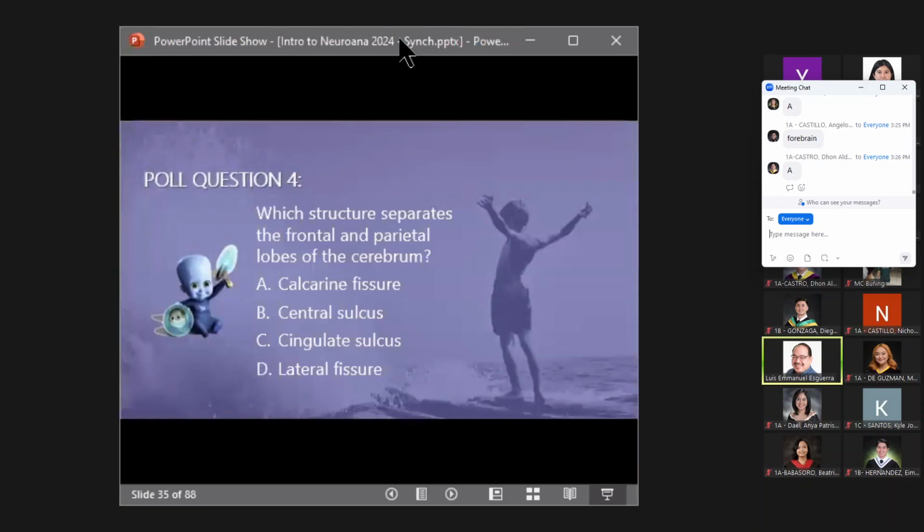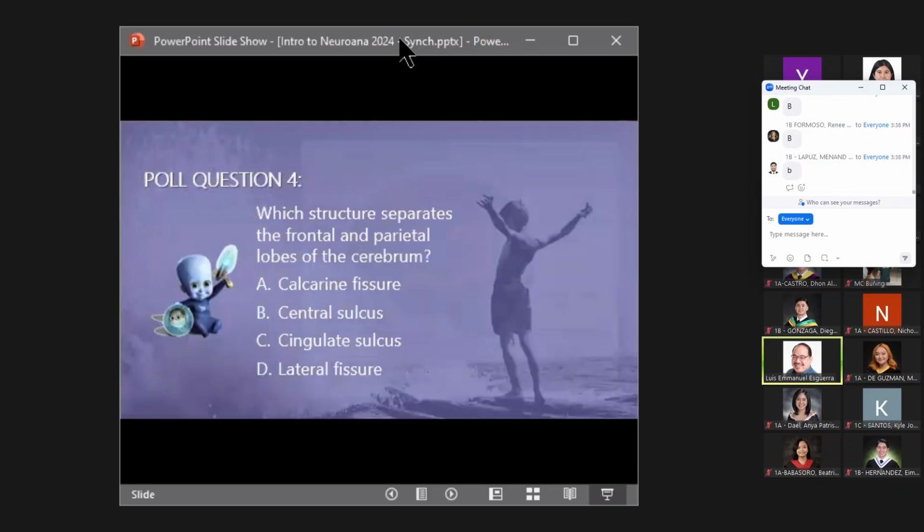So here again, acclamation na lang. Which structure separates the frontal and parietal lobes of the cerebrum? A. Calcarine fissure, B. Central sulcus, C. Cingulate sulcus, D. Lateral fissure. Ayun, sagot agad. B. Central sulcus. Dapat hindi kayo magkamali dyan.